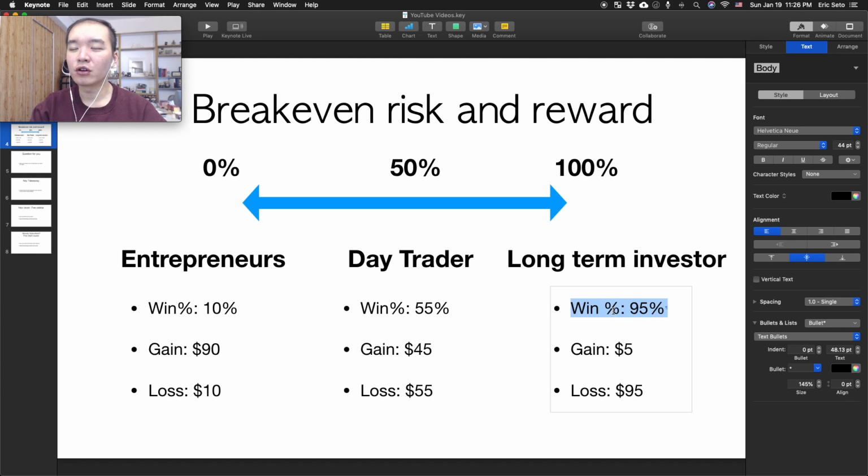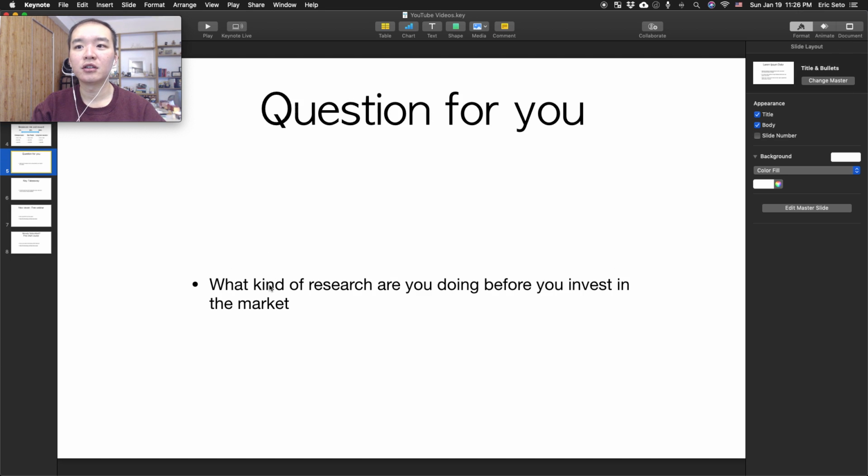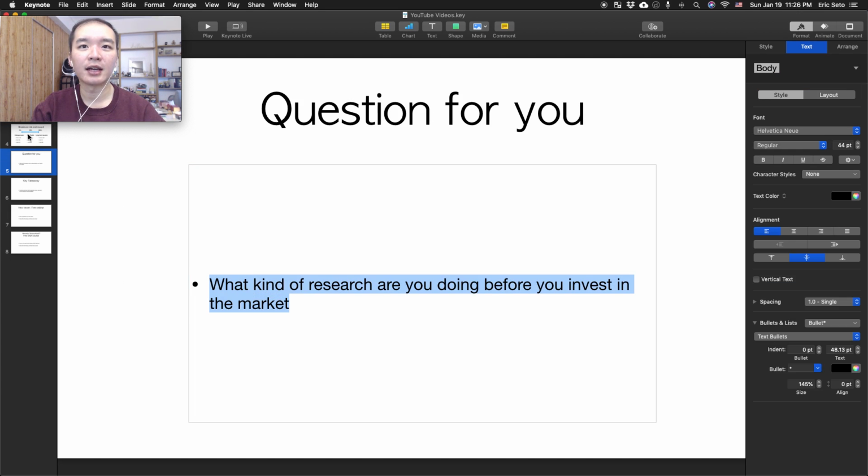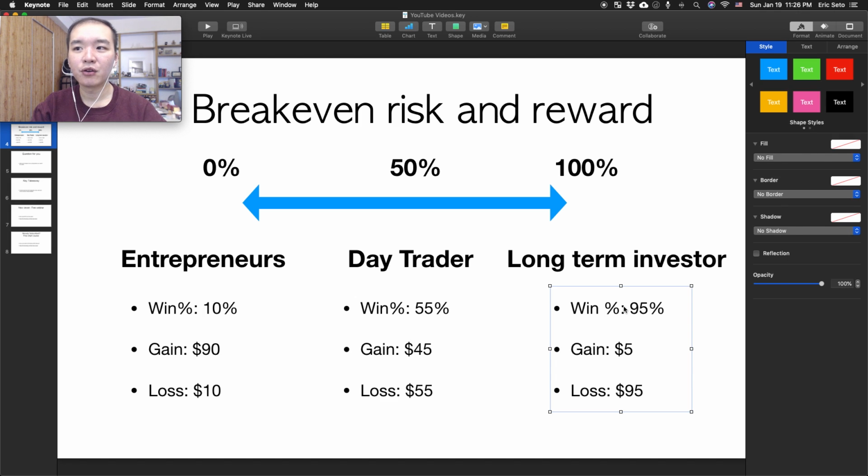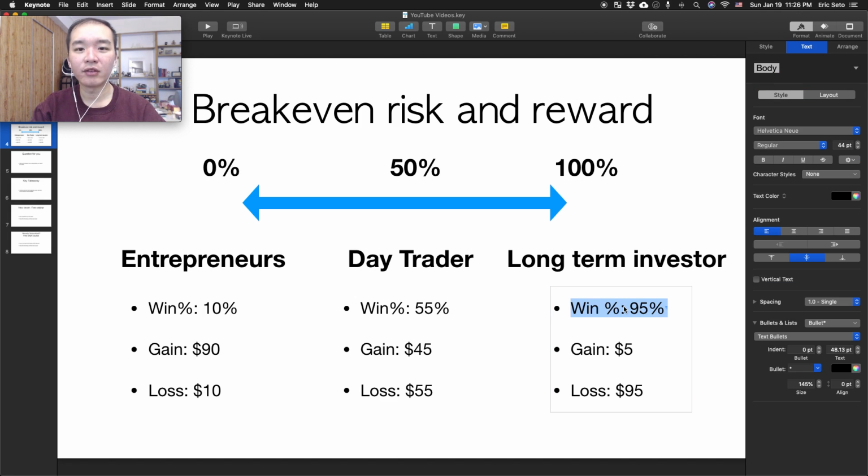So in order to tilt this in your favor, it is actually very simple. It all comes down to research. And that's why I'm asking you this question, what kind of research are you doing before you invest in the market? Because the better your research capability is as an individual investor, the higher your win probability is. Remember, in part one of the video, I talked about how Warren Buffett aims for a 99% win rate in terms of his investments. Now, once you win, then the next thing is, how can you tilt this in your favor?